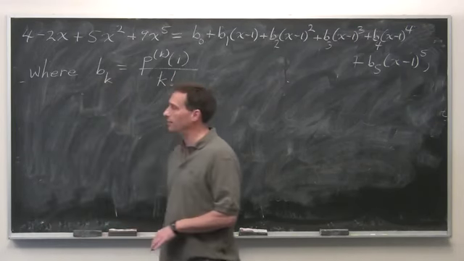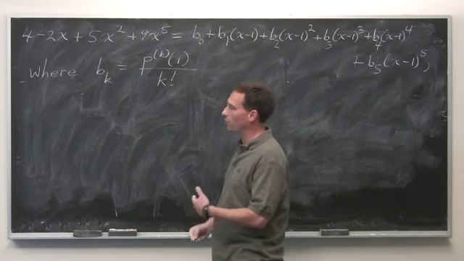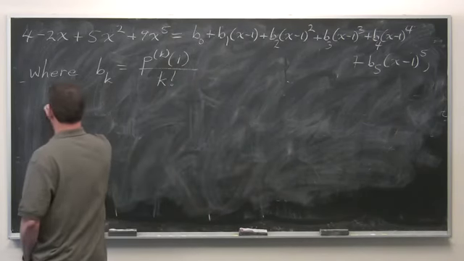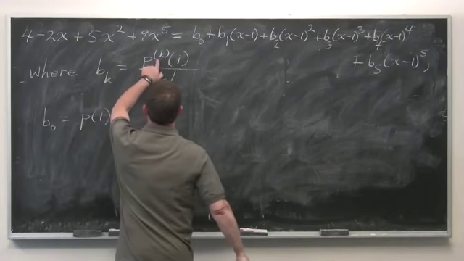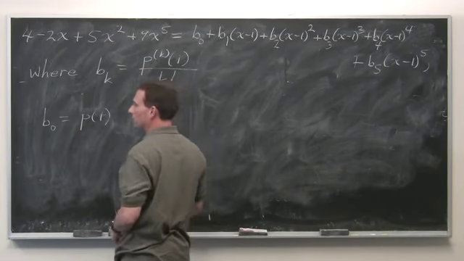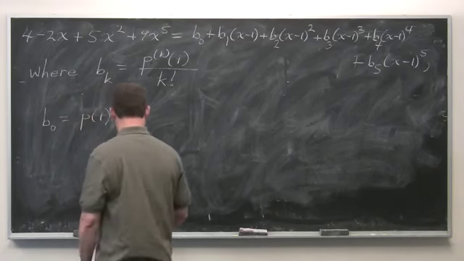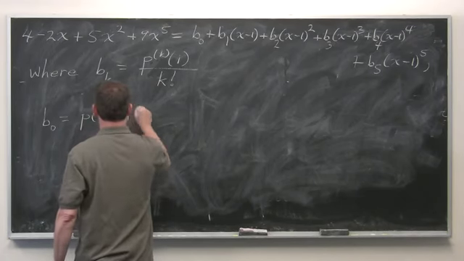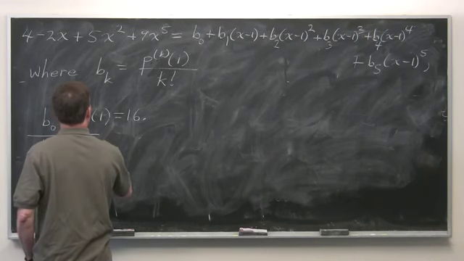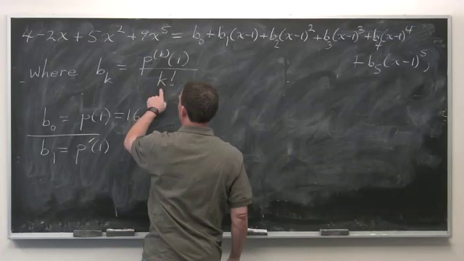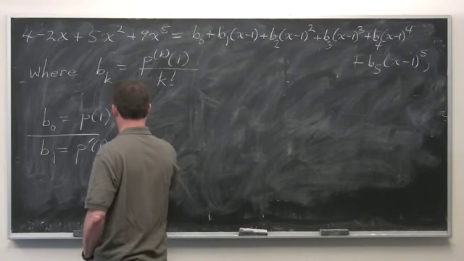So we don't just need the derivatives of p that we just calculated at 1, we need them divided by the appropriate factorial. So b sub 0 is just p of 1. Right? You just get the 0th derivative of p evaluated at 1 divided by 0 factorial, which is 1. We found that p of 1 was 16. So this is 16. b1 is p prime at 1, so it's the first derivative of p evaluated at 1 divided by 1 factorial, which is 1. P prime of 1 we found was 53.